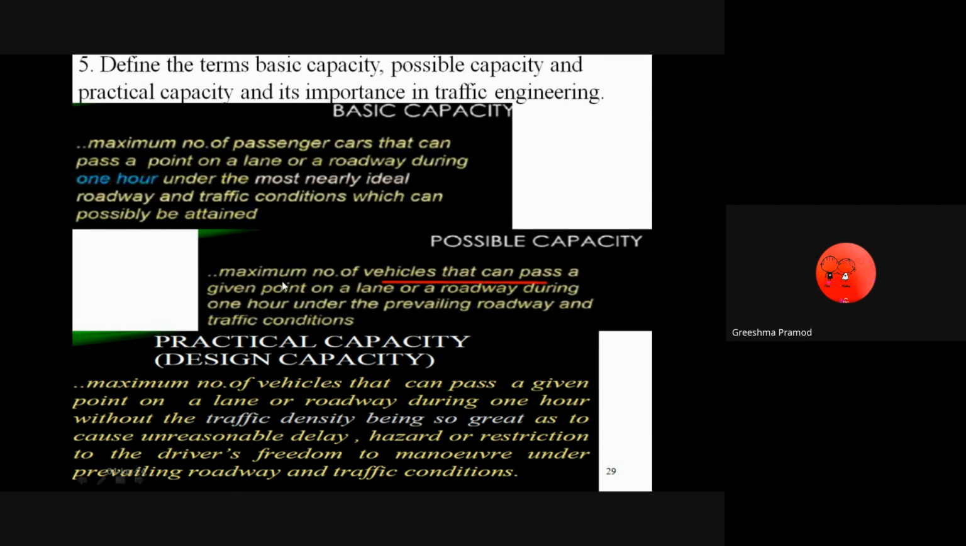Possible capacity is the maximum number of vehicles that can pass a given point on a lane or a roadway during 1 hour under the prevailing roadway and traffic conditions. And the practical capacity, or you can see it as a design capacity, is the maximum number of vehicles that can pass a given point on a lane or a roadway during 1 hour without the traffic density being so great as to cause unreasonable delay, hazard, or restriction to the driver's freedom to maneuver under the prevailing roadway and traffic conditions. So these are the definitions for these terms.